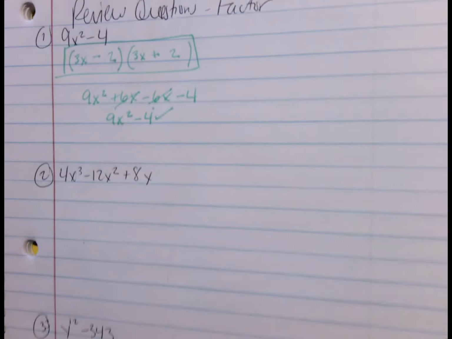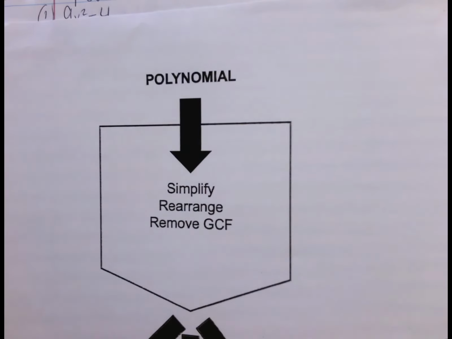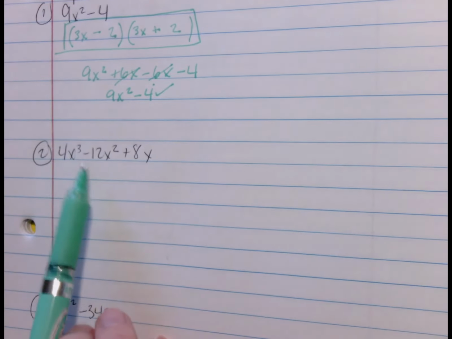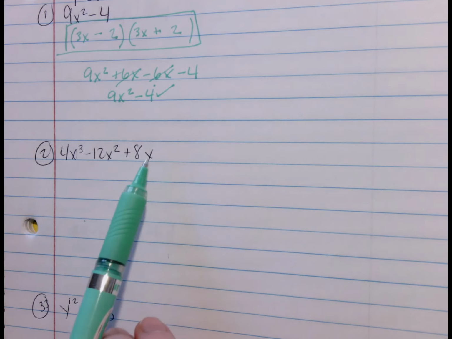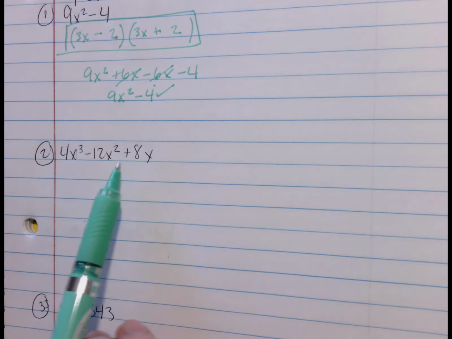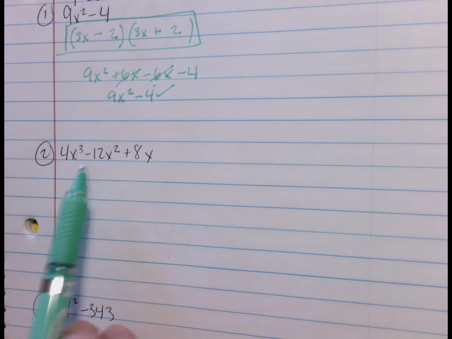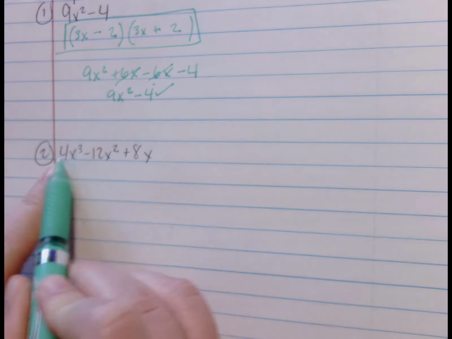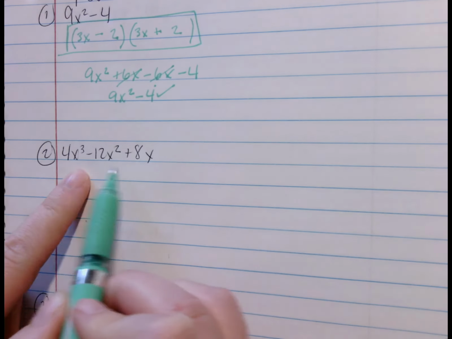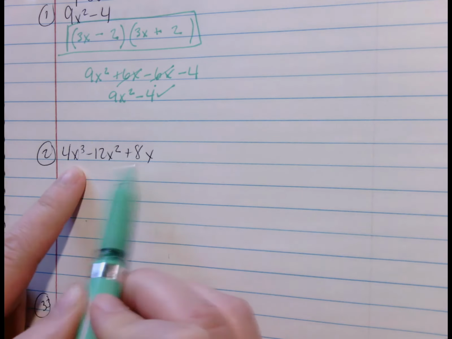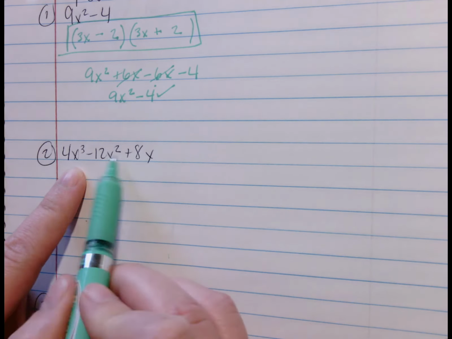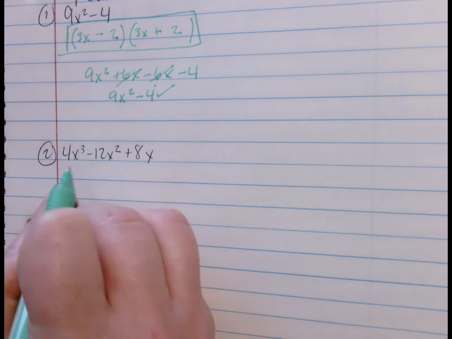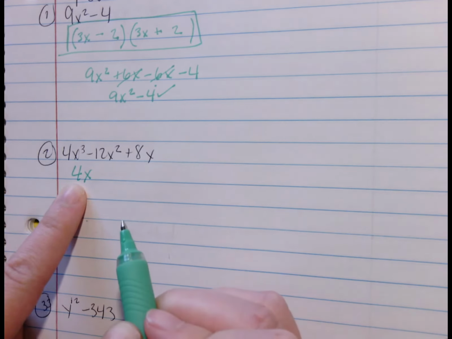All right, so down to the next problem. So again, we start with simplify, rearrange, and remove a greatest common factor. So let's do that. Here we have 4x cubed minus 12x squared plus 8x. It doesn't need to be simplified, doesn't need to be rearranged, but there is a greatest common factor. So if we look here, 4 is a greatest common factor between 4 and 12 and 8. And there is a variable present in all of these terms, and it's x. So we're going to take x, and the smallest exponent is 3, 2, 1. So 4x is what we are going to use as our greatest common factor.